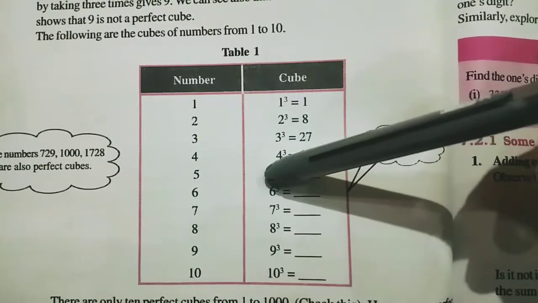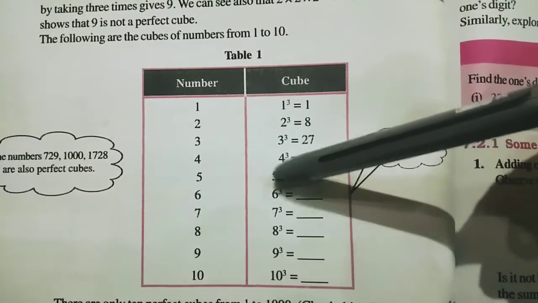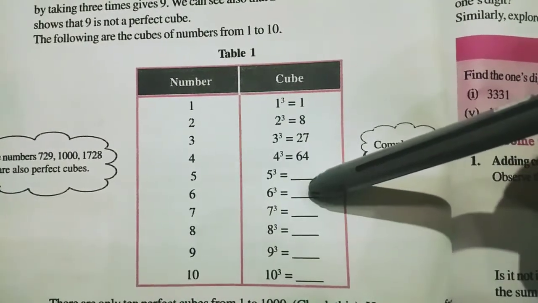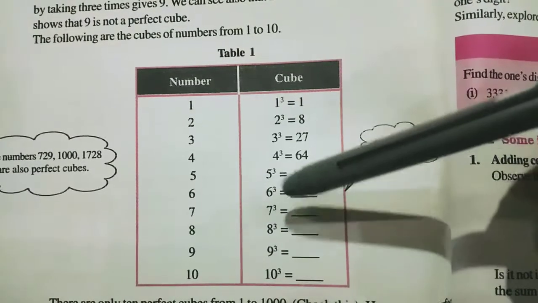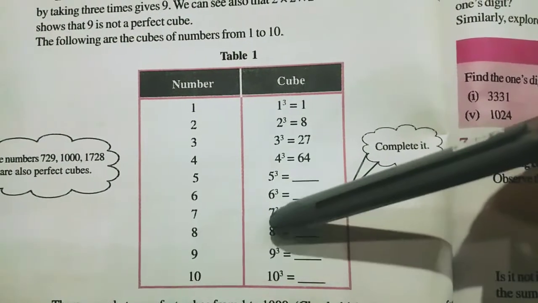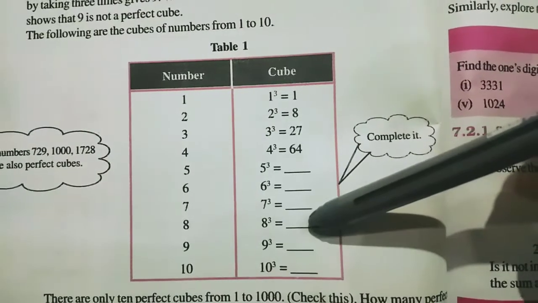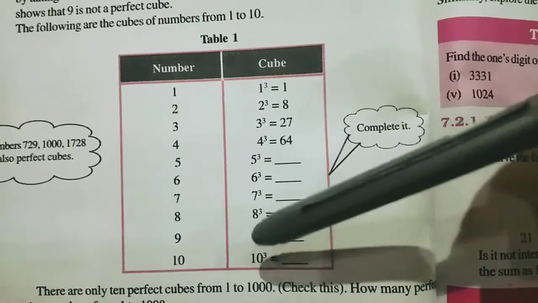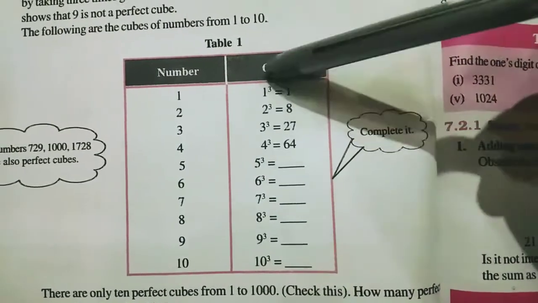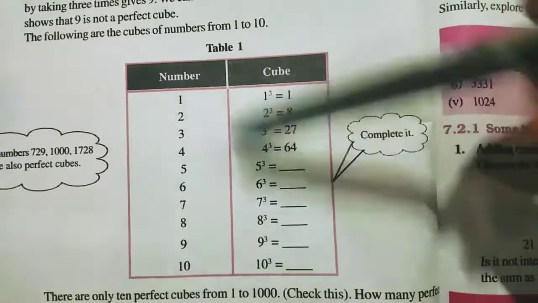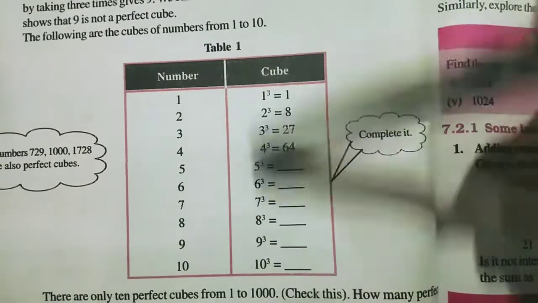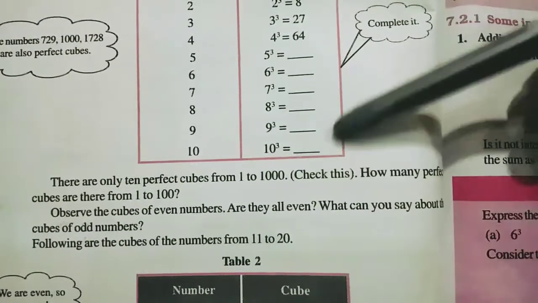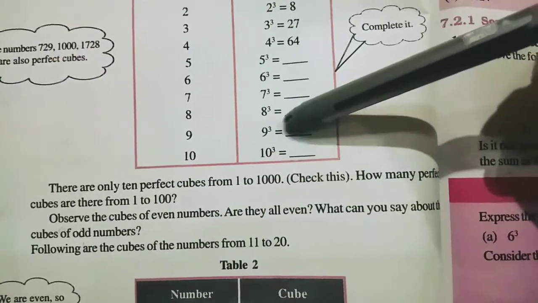Do it on your own by multiplying 3 times. 5 into 5 into 5 is 125. 6 cube, 6 into 6 into 6, is 216. 7 cube, 7 into 7 into 7, is 343. 8 cube, 8 into 8 into 8, is 512. 9 cube, 9 into 9 into 9, is 729. 10 cube, 10 into 10 into 10, is 1000. So this is the table of cubes from 1 to 10. You have to memorize it, learn it so that you can use it in your questions. Fine, write this also, these blanks.